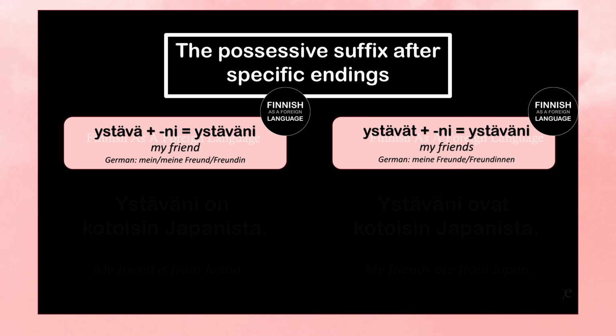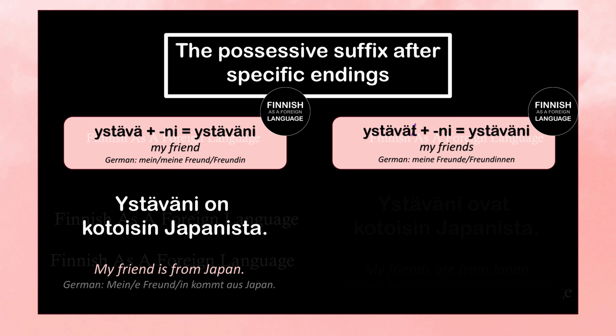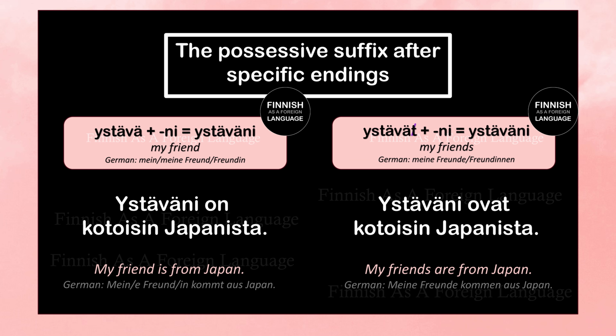Now the thing here is that when we want to put ystävät and ni together into one word, then we have to drop the t. That means my friends in Finnish is also ystäväni. Let's take a look at two examples. Ystäväni on kotoisin Japanista. And ystäväni ovat kotoisin Japanista. So here we have in both sentences ystäväni.